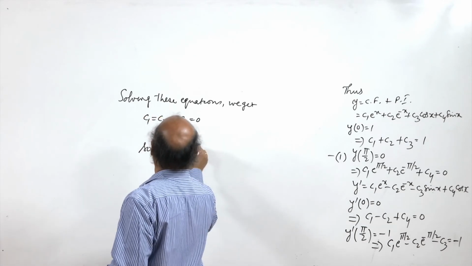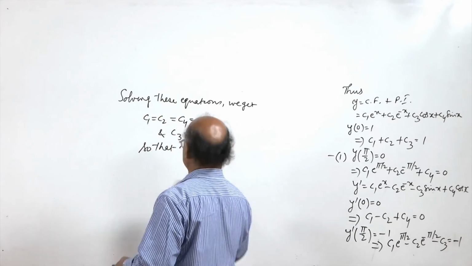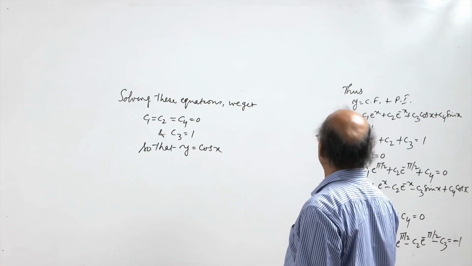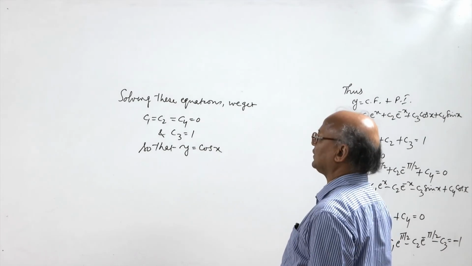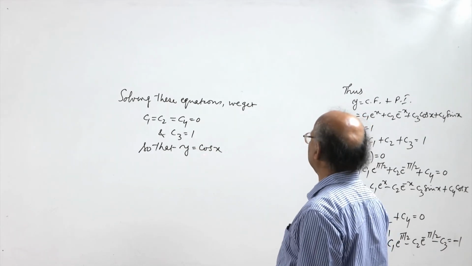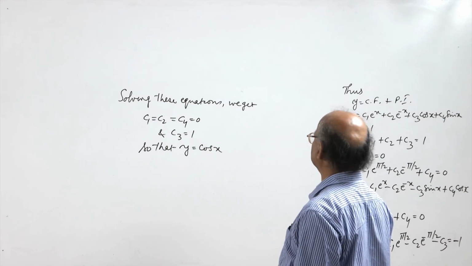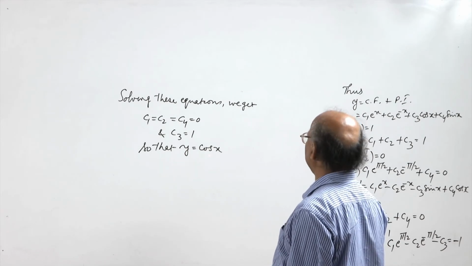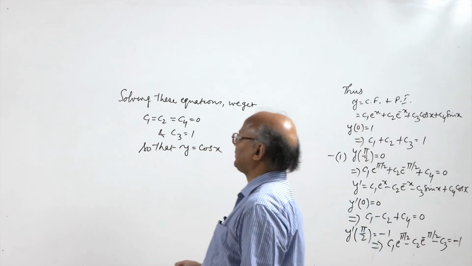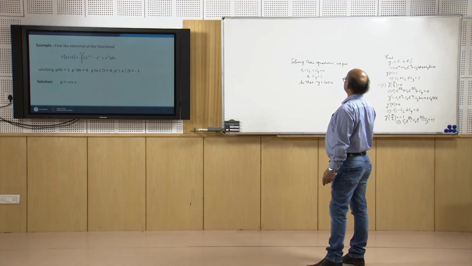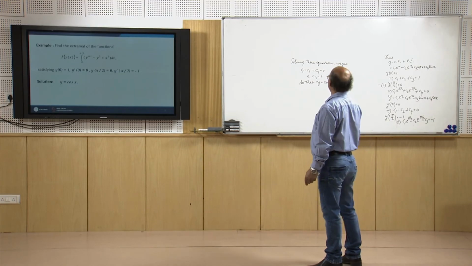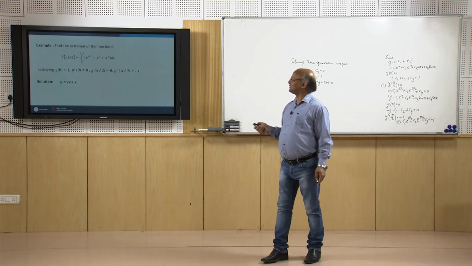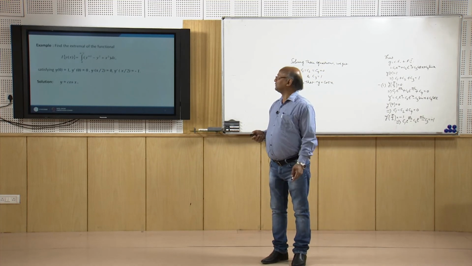so that y is equal to cos x. We can verify that the solution y equal to cos x satisfies all four given boundary conditions. y(0) equal to 1; y dash is minus sin x, so y dash 0 is 0; cos pi by 2 is 0, so y(pi by 2) is 0; and y dash pi by 2 is minus sin pi by 2, which is minus 1. So this is the required solution of the given problem, that is the functional extremal of the given functional.